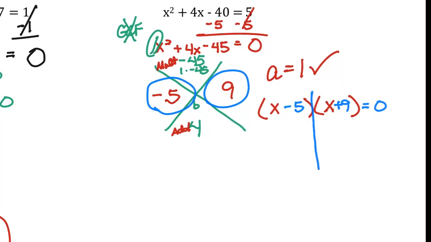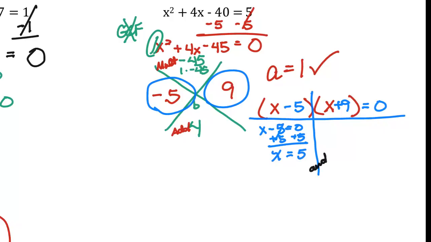So I set this up in my table. You don't have to do the table, but you can. If x minus 5 is equal to 0, and you do the little algebra, obviously x has to be equal to 5. And if x plus 9 is equal to 0, you can probably tell again already, subtract 9, x is equal to negative 9.